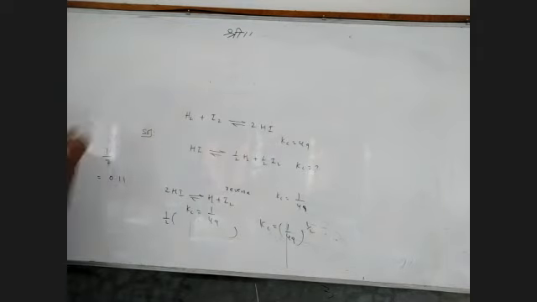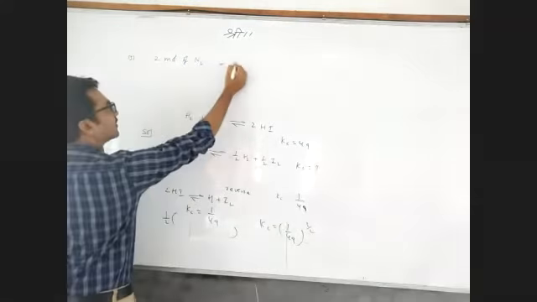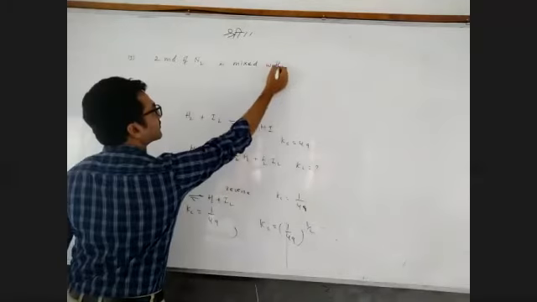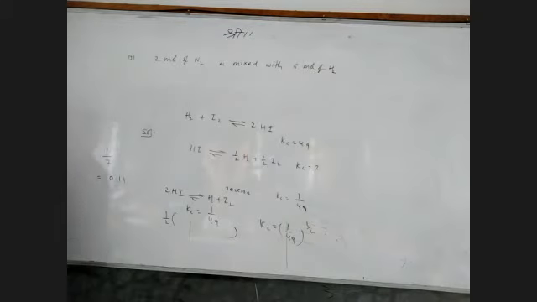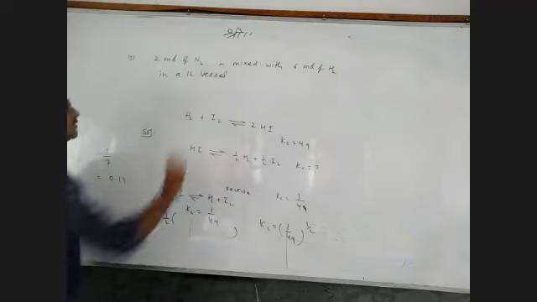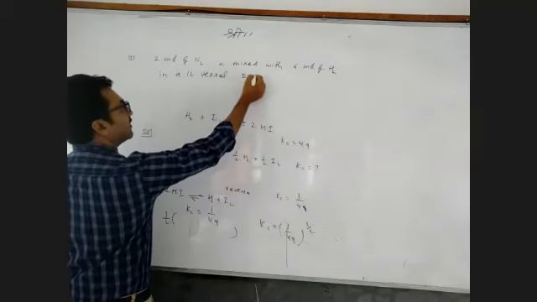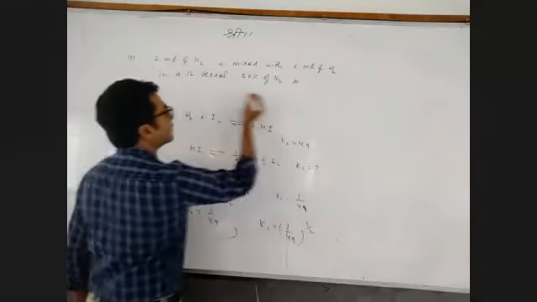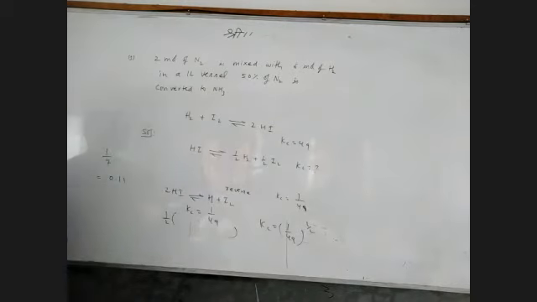Now third question you see. 2 moles of nitrogen is mixed with 6 moles of hydrogen in a closed vessel of 1 liter capacity. 50% of nitrogen is converted to ammonia. Calculate Kc.